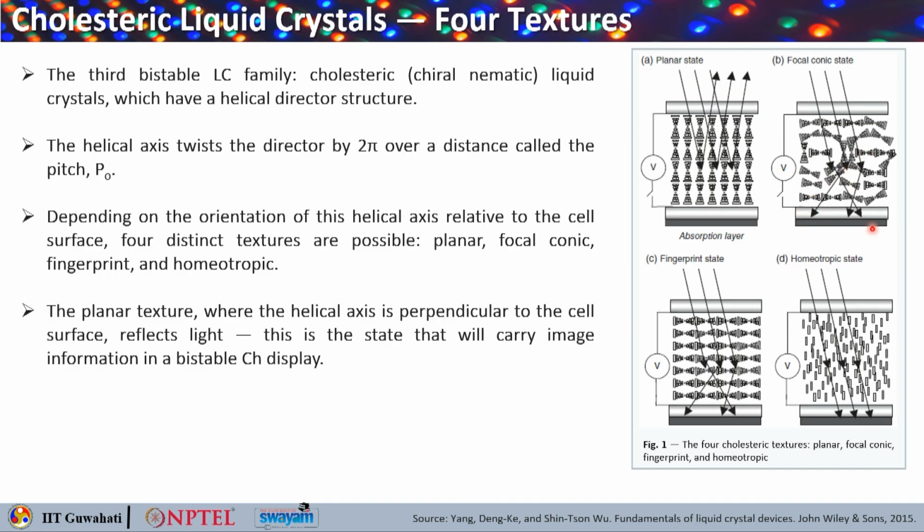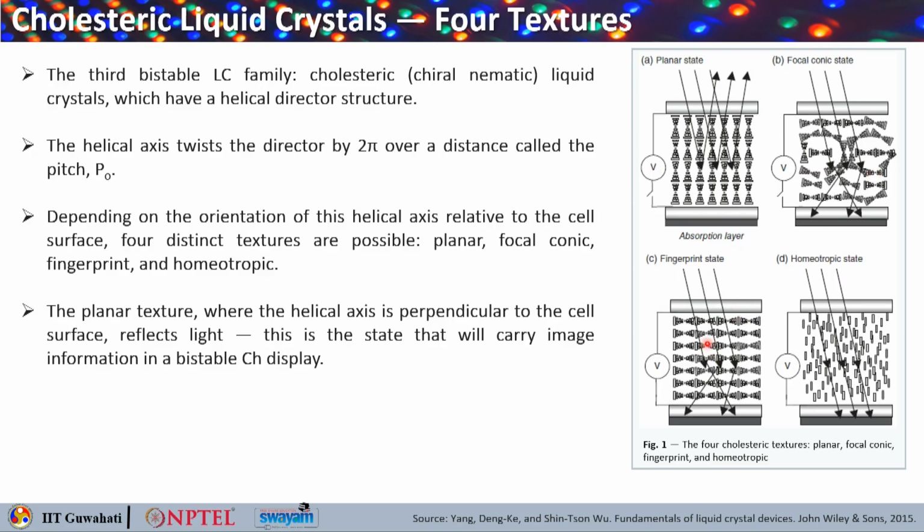This one is called the focal conic. So you can see here the lights are basically getting focused over here. So here the helical axis is basically randomly oriented. So what happens, the light gets scattered in multiple domains. So light can come out this way or this way, right?